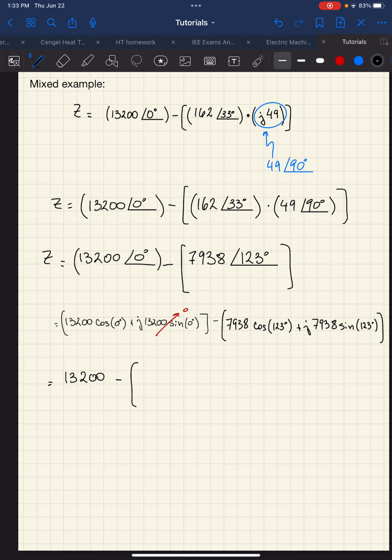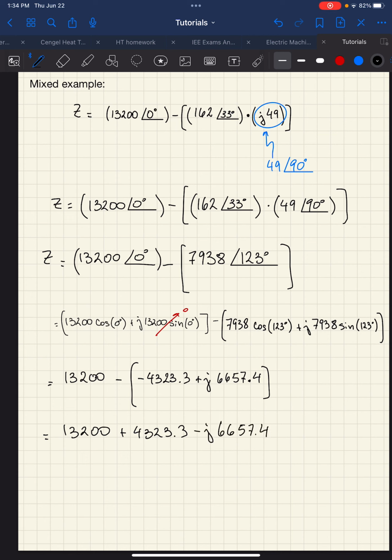If we work out the calculations with 7,938 times cosine 123, we're going to get negative 4323.3. The imaginary part is going to turn out to be 6657.4. We can open up the brackets and allow the minus sign to infiltrate in there. So that negative 4,323 is going to be positive now, and the imaginary part we're going to get a negative.